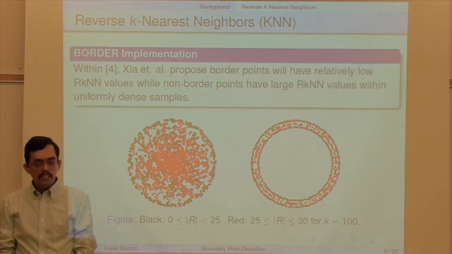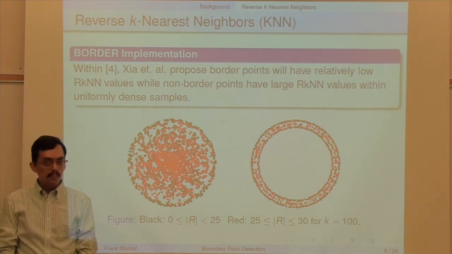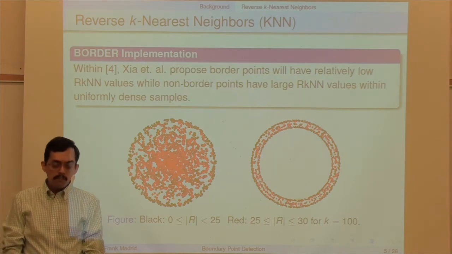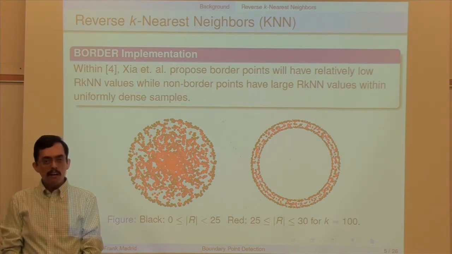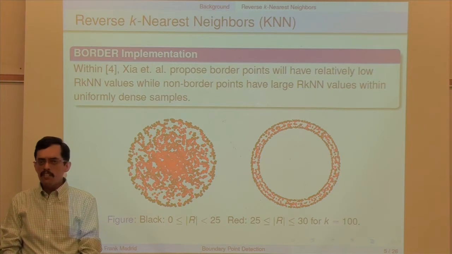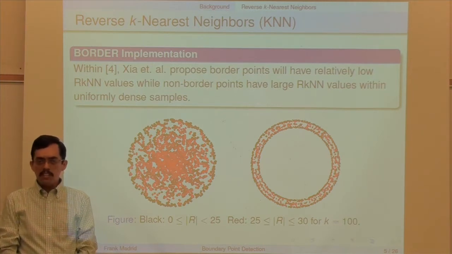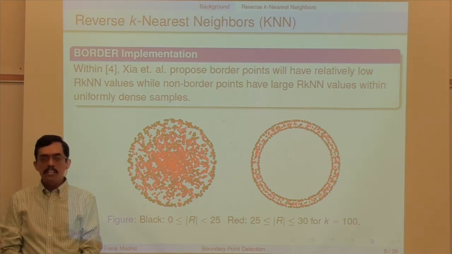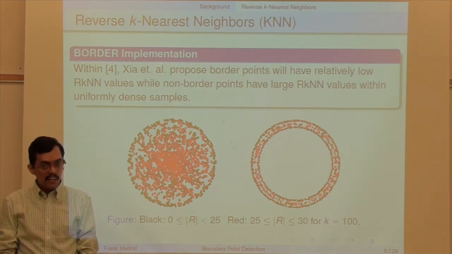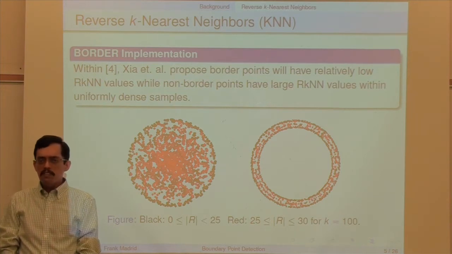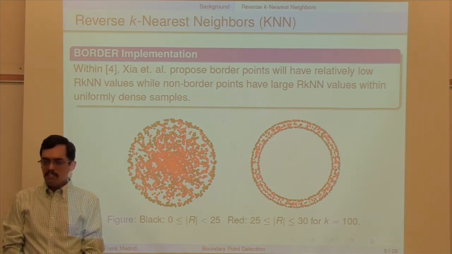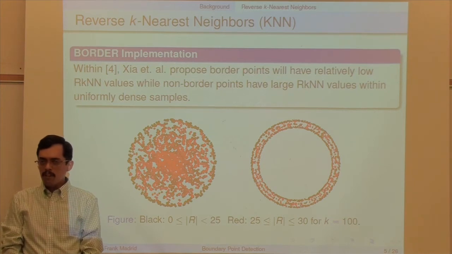In border, Zia et al. proposed border points of the sample will have relatively low RkNN values, while conversely, points within the volume will have relatively high RkNN values within a uniformly dense sample space. However, within our implementation, we propose that border points will have relatively high RkNN values, while points within the volume, due to the decrease of the strength of the sampling beam, will occur far less, and will have RkNN values which are relatively small.